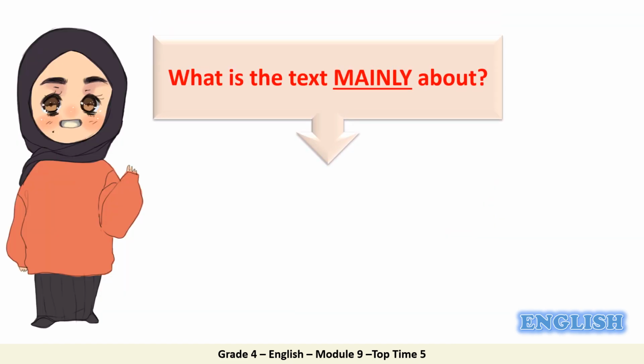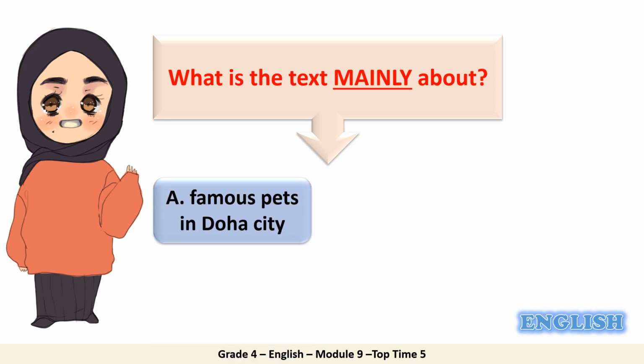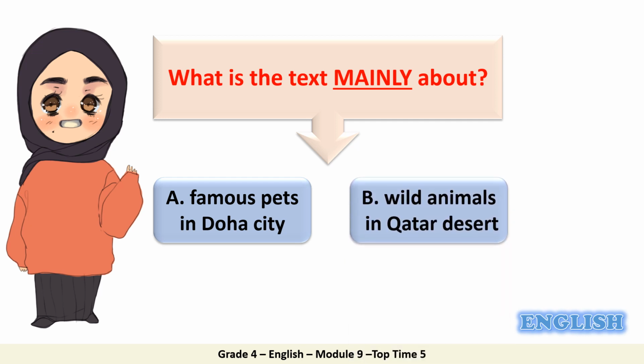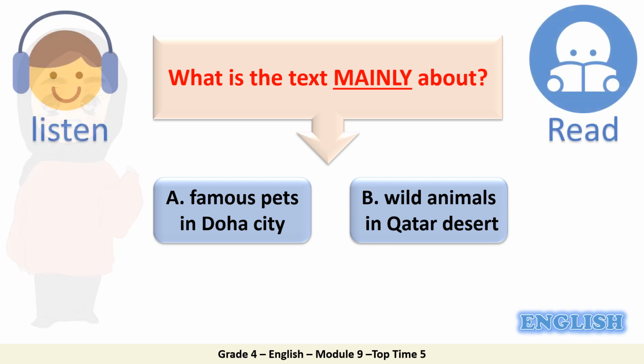So can you predict now? What is the text mainly about? From what we said before, the title, the pictures, and the subtitles, see if you can answer A or B. Is it famous pets in Doha City? Or is it wild animals in Qatar desert? Keep the answer in your mind, so when we read and listen, you can check if you have answered correctly or not.